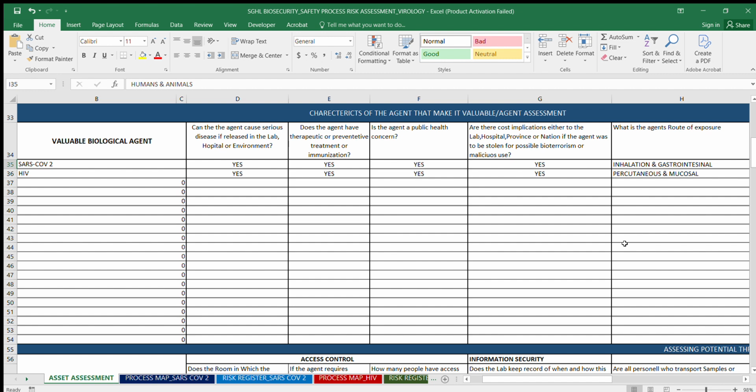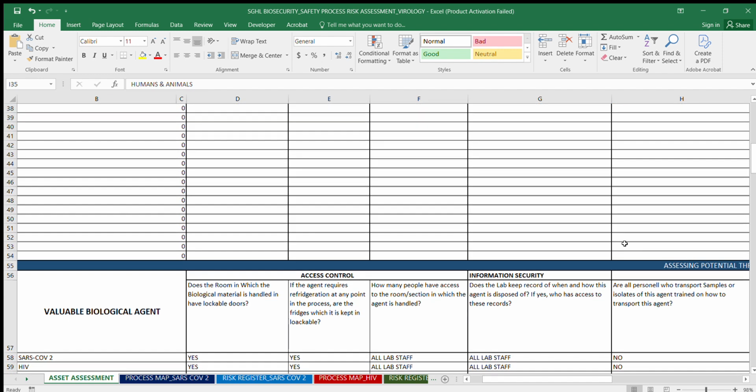So that's the asset assessment. From the information that you indicate at this part, at least you would have known whether or not this particular biological agent is of value, and therefore it becomes an asset to you as laboratory personnel. So you do the same for the other agents. You also look at HIV. You ask the same questions, similar to how you did it for SARS-CoV.